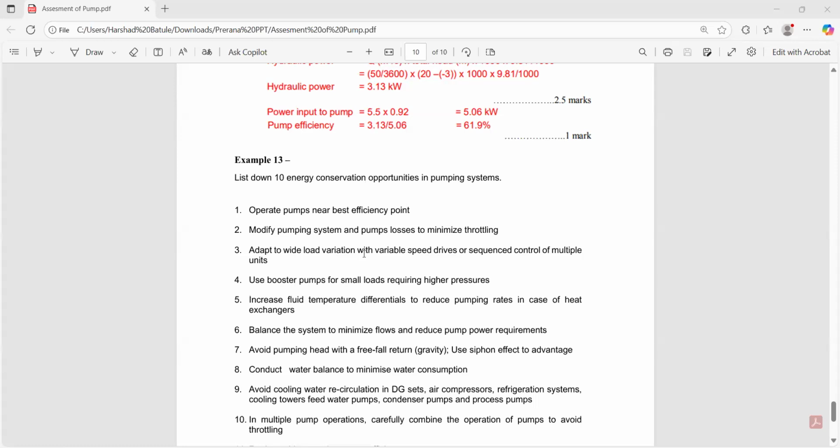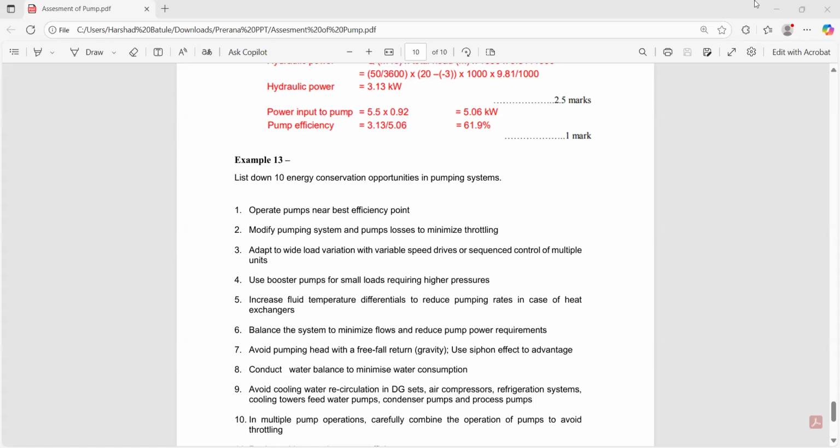Use booster pumps for small loads requiring higher pressure. Like in a multi-storey building, there are multiple floors. In first floor you require 100 m cube, in second floor you require 100 m cube, but in third floor you require only 20 m cube flow rate. So in third floor you require a lower flow rate, but to get that third floor requirement, your pump has to do more work. 220 m cube per hour has to circulate for the entire three floors.